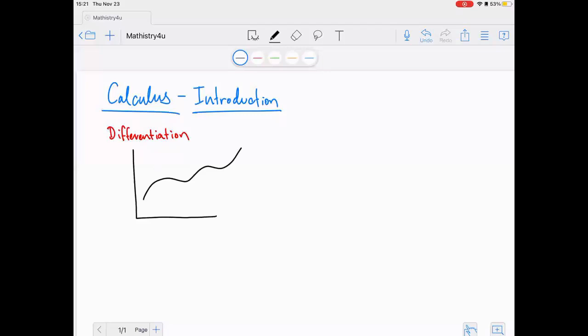Today we'll be going over a basic introduction to calculus. So the two major concepts we'll be talking about today are differentiation and integration. And so let's dive right into it.